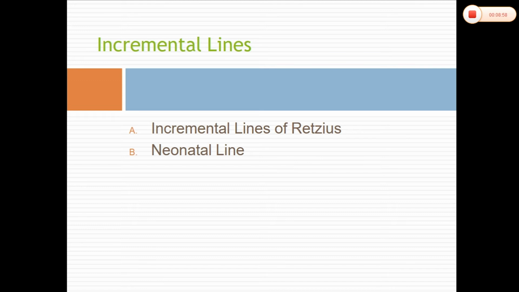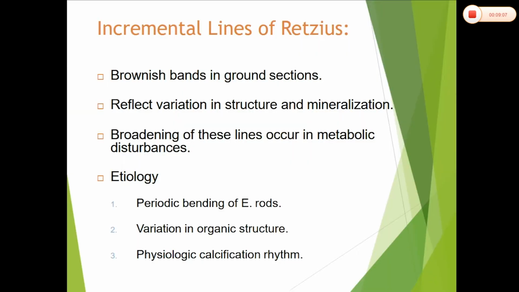The incremental lines have two main types, striae of Retzius and the neonatal line. How does the stria of Retzius differ from the neonatal line? The causes of the striae of Retzius appearance may be periodic bending of the enamel rods, meaning the many directions taken by the enamel rod, or variation in organic structure, in concentration I mean, or maybe the physiologic rhythm.